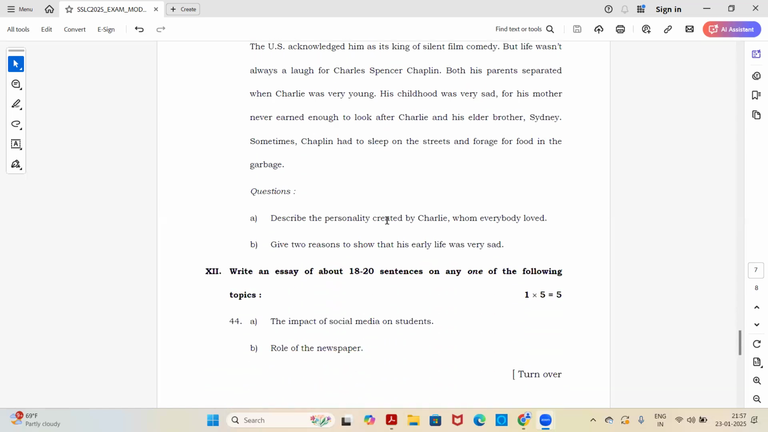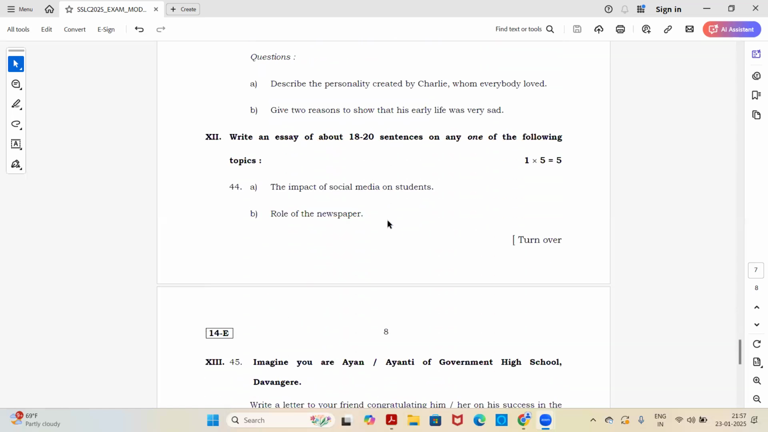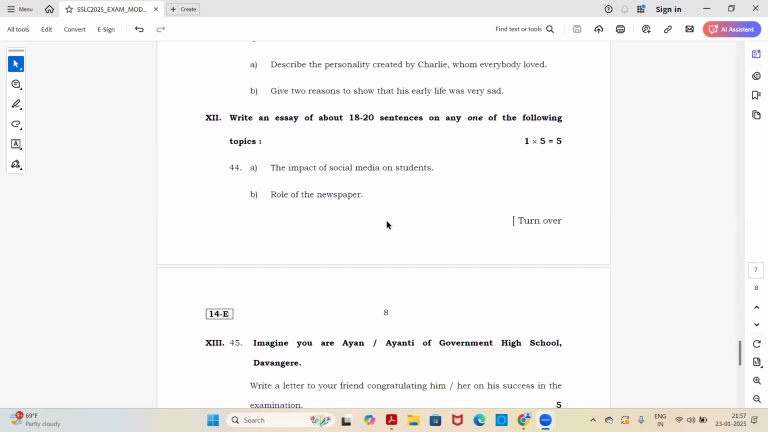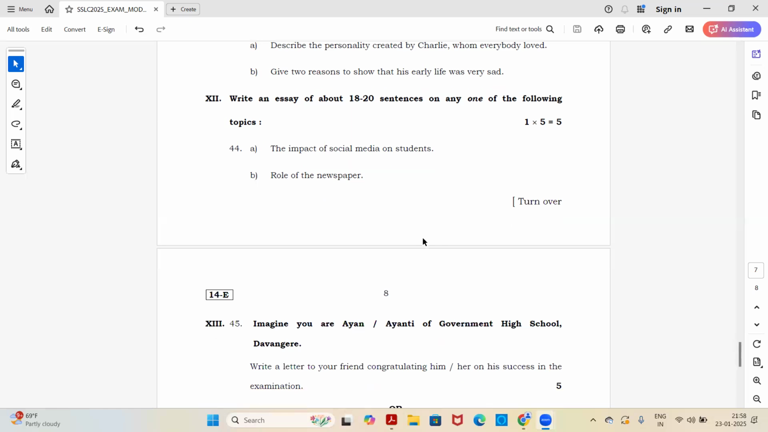Okay. Now, next is your writing skill question. Write an essay of about 18 to 20 sentences on any one of the following topics. So there are two topics. You can choose any one topic and write the essay. First question is the impact of social media on students. Second is the role of the newspaper. Out of these two, any one topic can be selected by you and you have to attempt that.